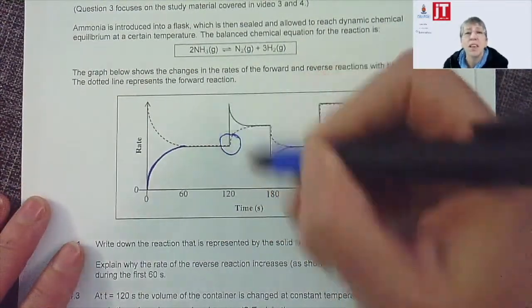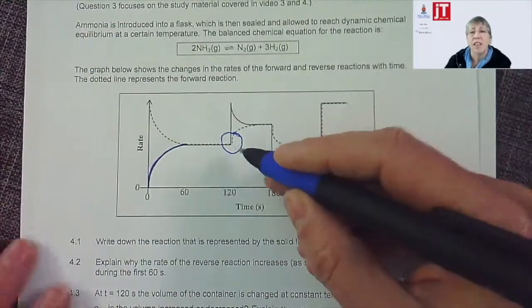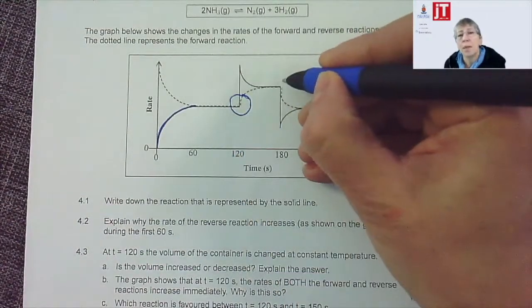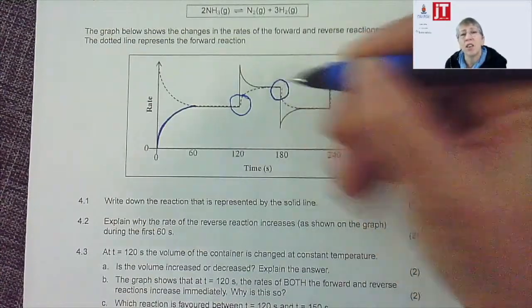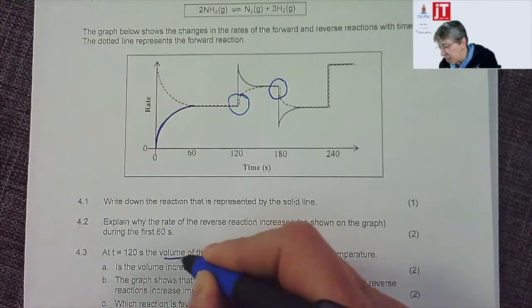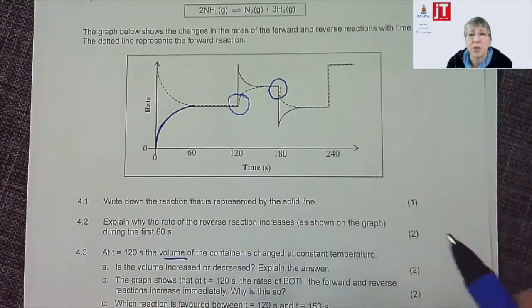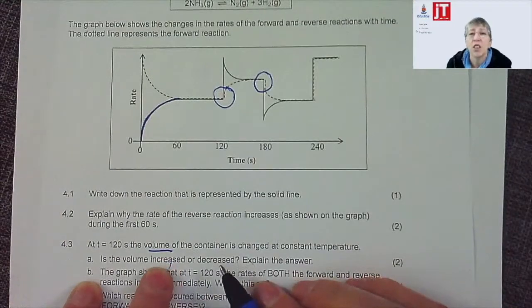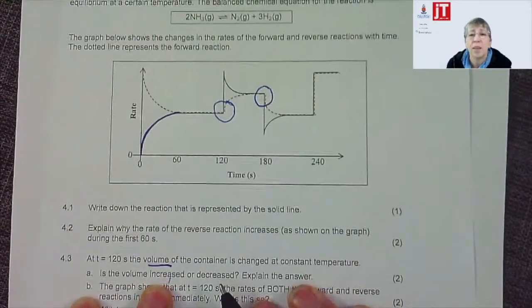It's just that one is going up higher. So that must either be a volume or a temperature. And there's the same thing, right? So it's either volume or temperature. And now they tell us that it is a volume change, right? And the first thing they ask us, is the volume increased or decreased?